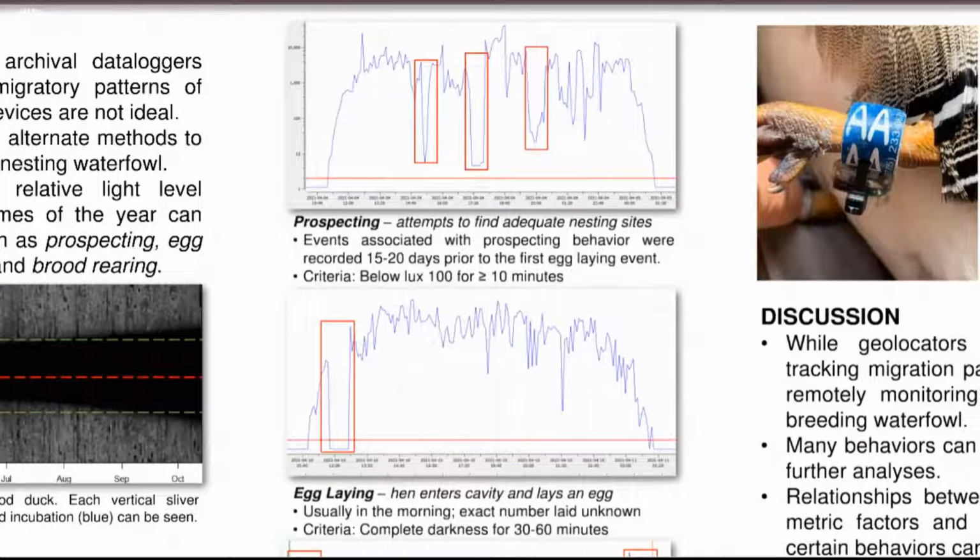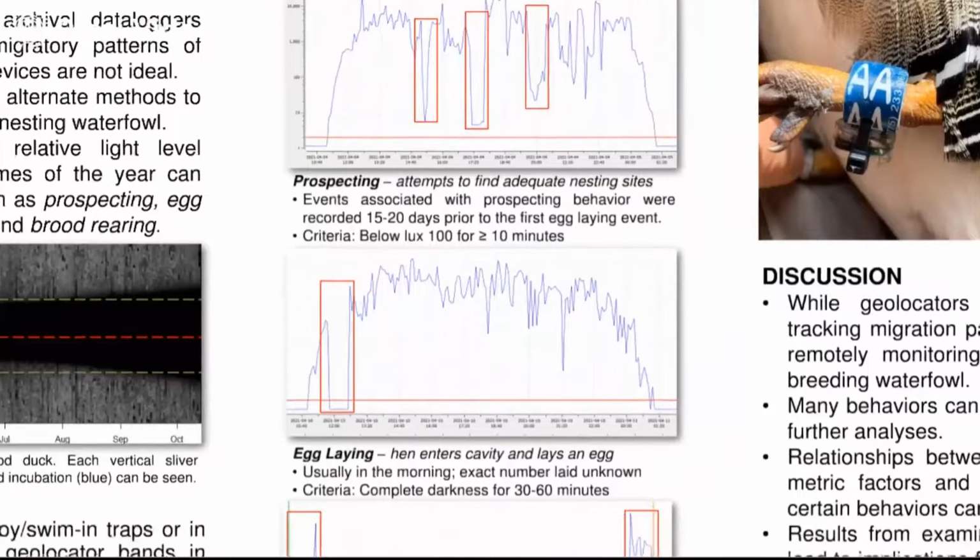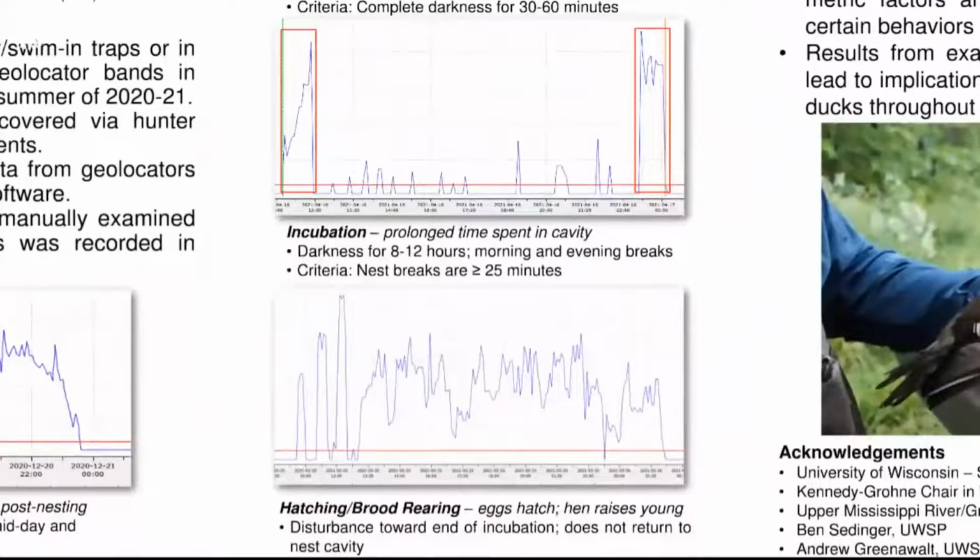Once she finds a place to nest, she begins to lay her eggs. The hen will enter a cavity and lay an egg daily, usually in the morning. The criteria for an egg-laying event is complete darkness for about 30 to 60 minutes. Once she lays all her eggs, we see a dramatic change in the amount of light that reaches the geolocator.